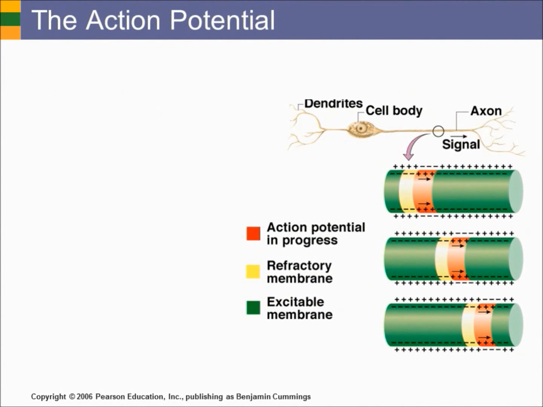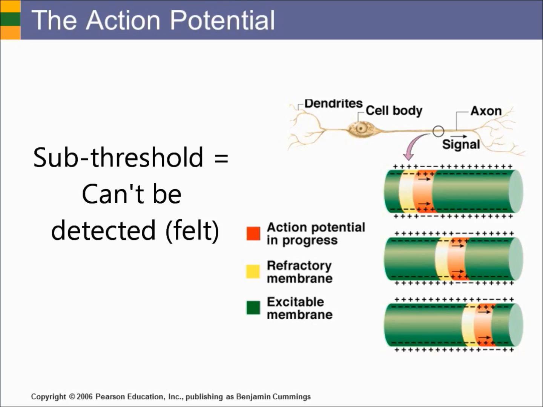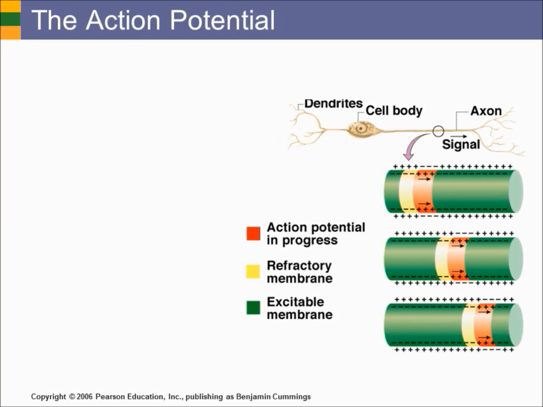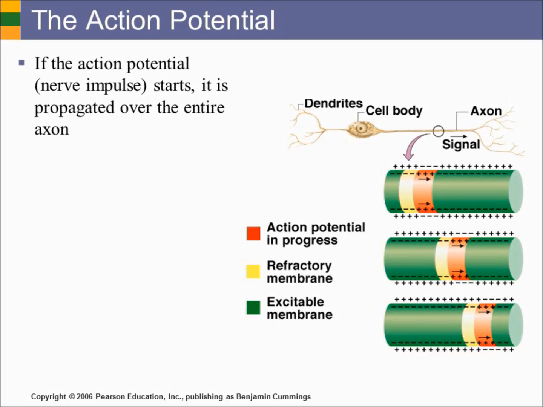Now, in this slide, we're going to take a look at how the action potential is actually propagated. Some impulses or some stimuli may be what we call subthreshold. Subthreshold means that it's not strong enough to generate the action potential, and the results of this depolarization fade out after a very short time. So in essence, you wouldn't detect these stimuli. But the action potential, once it starts, is going to spread all across the entire length of the axon.